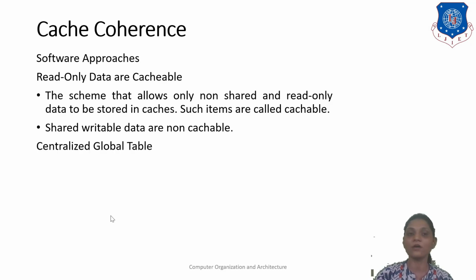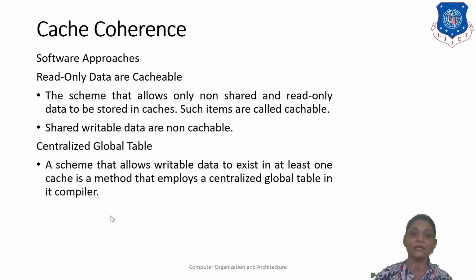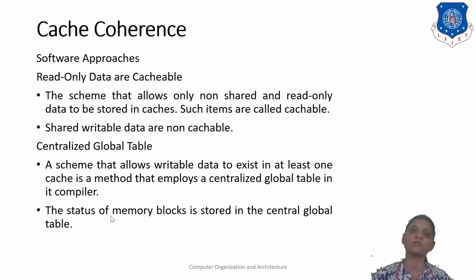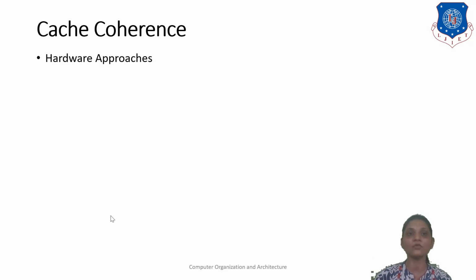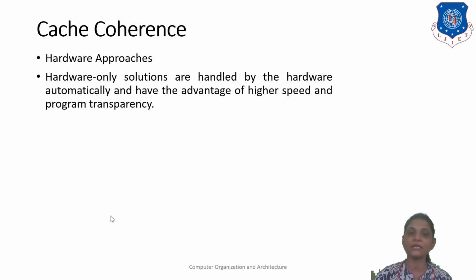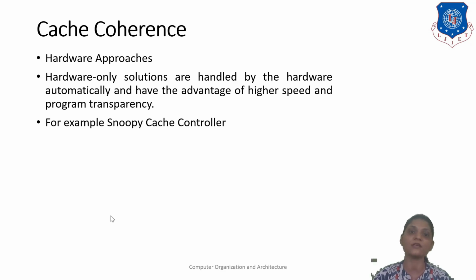Another method you can use is the centralized global table. This scheme allows writable data to exist in at most one cache and employs a centralized global table in the compiler. So the value will be accessed from that central table only. Other than that, you can also use the hardware approach, in which these solutions are handled by external hardware automatically, and it has the advantage of higher speed and program transparency. For that, for example, we can use the snoopy cache controller.